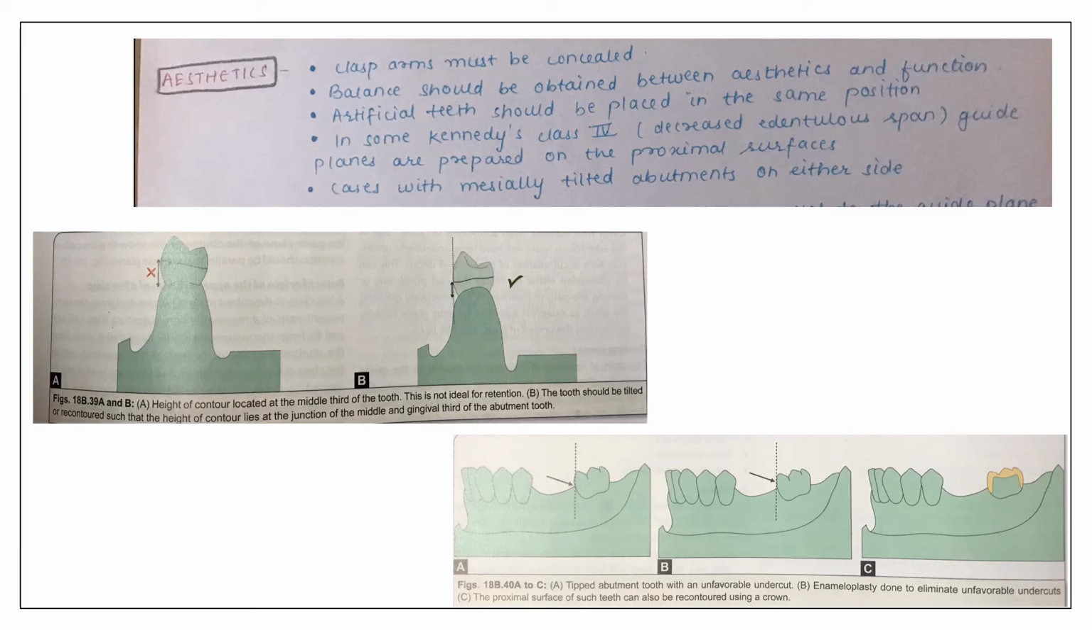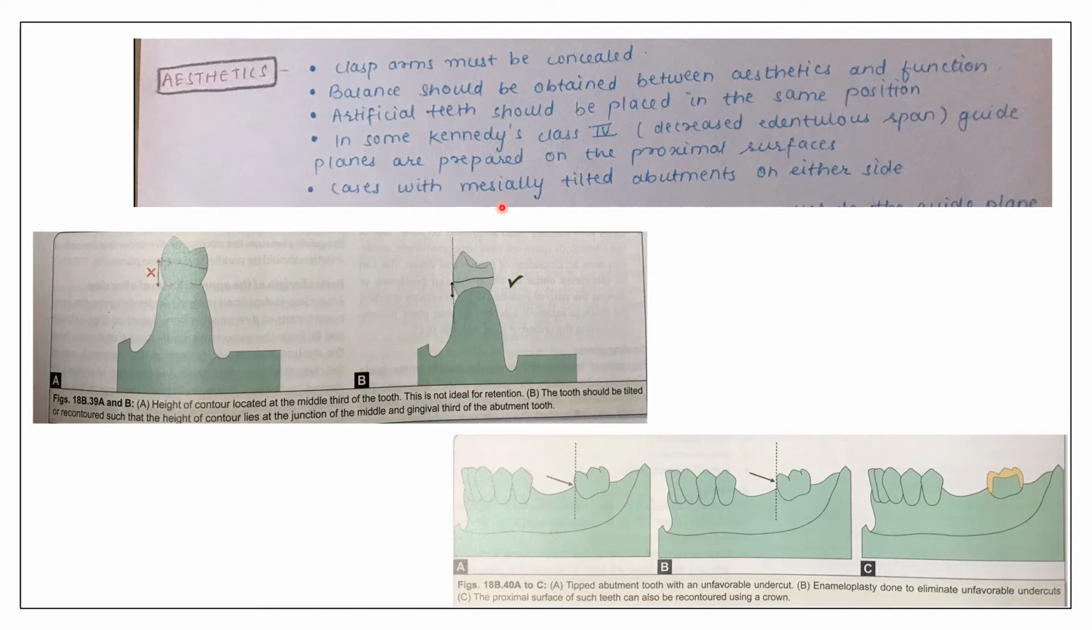Now aesthetics is nothing but the pleasure feeling which is obtained due to the visual perception of an object. So basically, whatever we are doing, it should be aesthetically pleasant. So when we are doing complete dentures or FPD or RPD, it should be aesthetic. So we are focusing more on aesthetics. To obtain optimum aesthetics, the following procedures can be done.